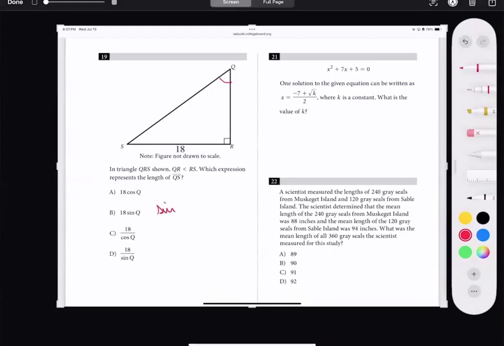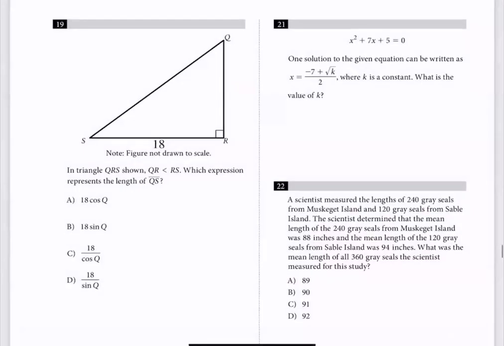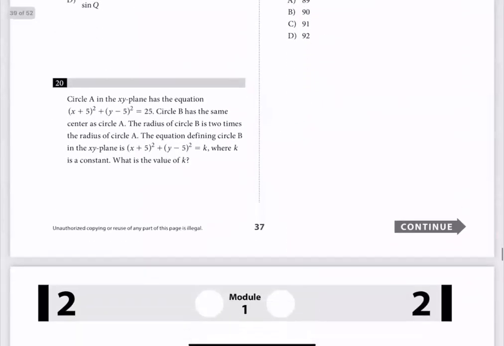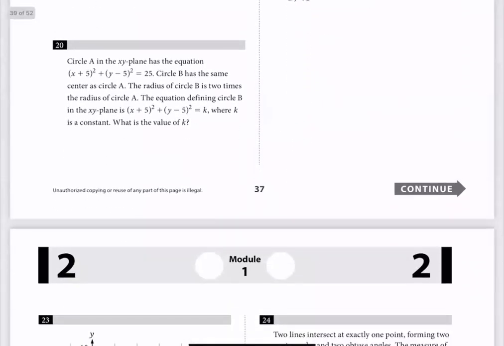The sine of this angle, Q. Sine Q is the opposite over the hypotenuse. That is what I want. So the hypotenuse is h, sine of Q is 18. Do you agree? So it's D. 20.